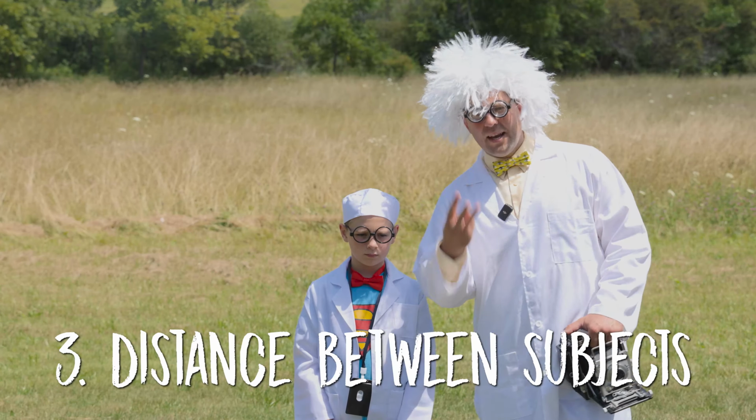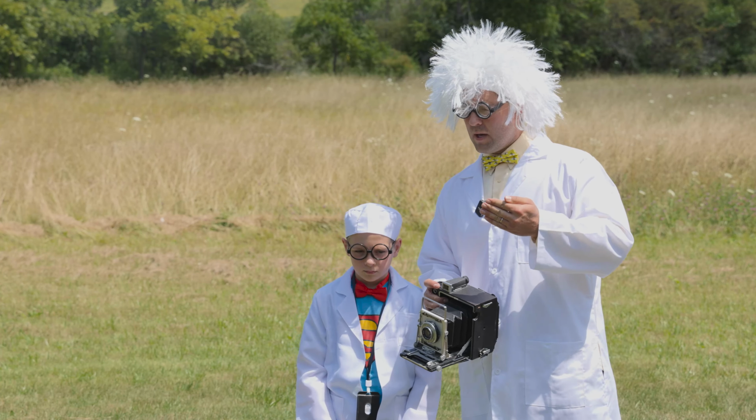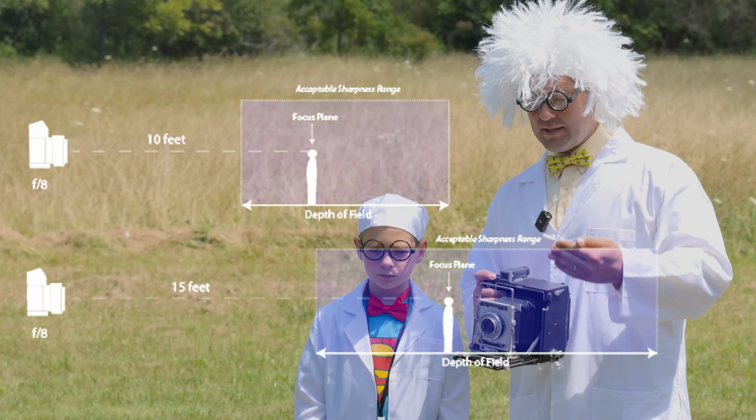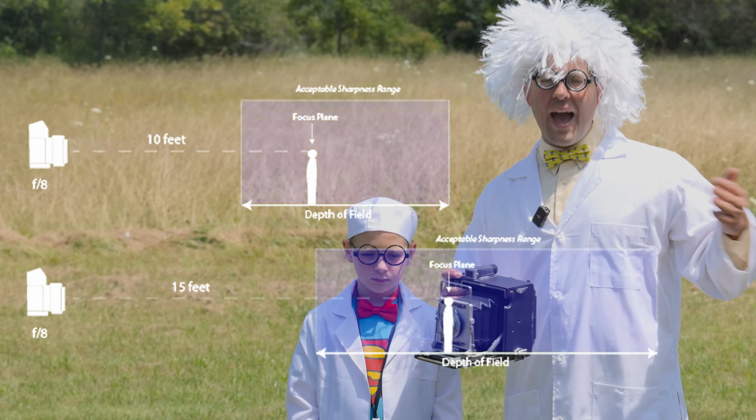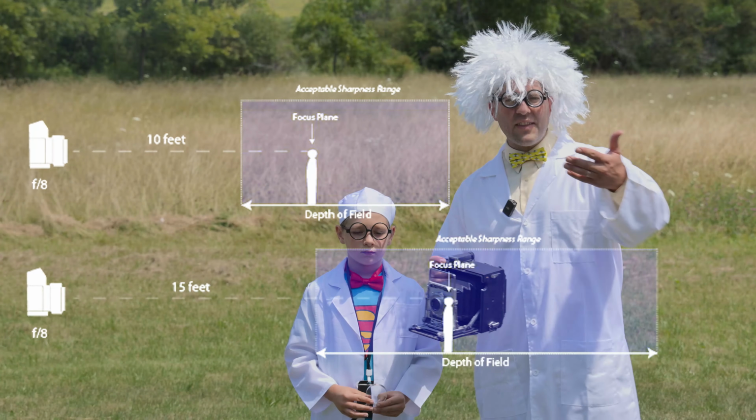Number 3, the distance between you and the camera. As the camera gets closer to you, there'll be a narrower depth of field between you and the subject. Now, if you move the camera back, there'll actually be more in focus for the distance that's further away. We see this in macro photography.